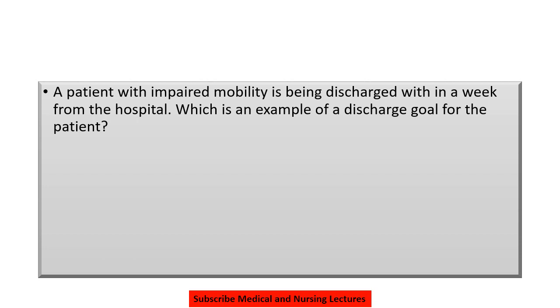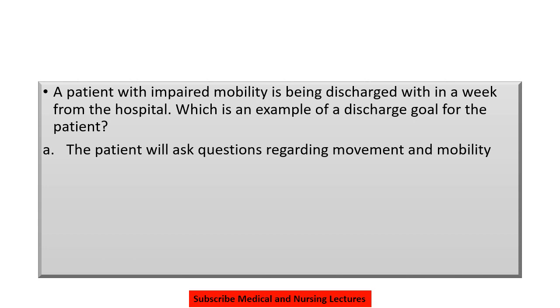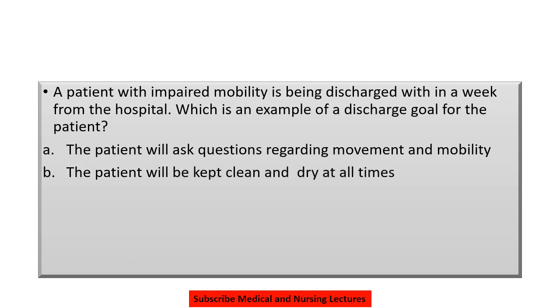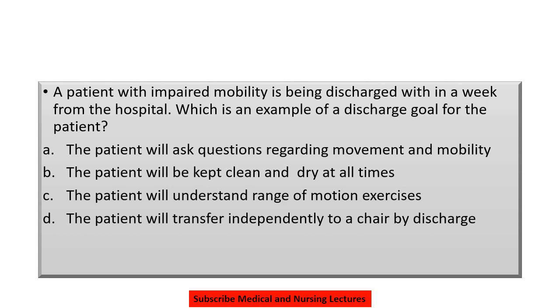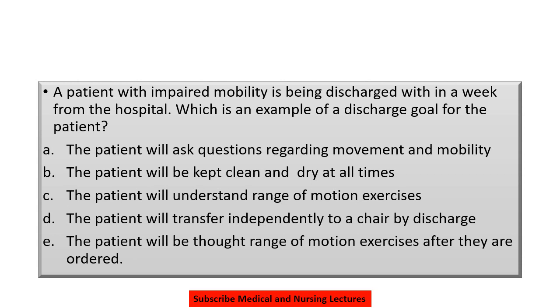A patient with impaired mobility is being discharged within a week from the hospital. Which is an example of a discharge goal for the patient? The patient will ask questions regarding movement and mobility. The patient will be kept clean and dry at all times. The patient will understand range of motion exercises. The patient will transfer independently to a chair by discharge. The patient will be taught range of motion exercises after they are ordered. So here the correct option is option D, the patient will transfer independently to a chair by discharge.